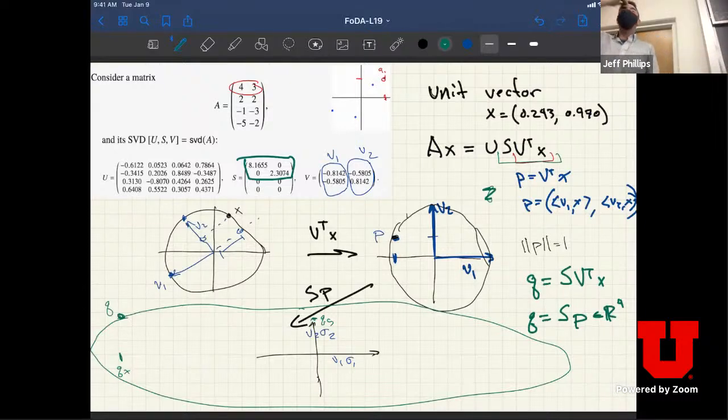But Q has 4 coordinates. What's going on with the other 2 coordinates here? Let me see if there's anything in the chat.